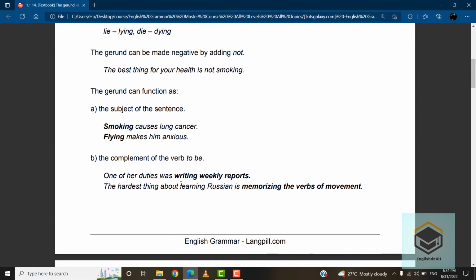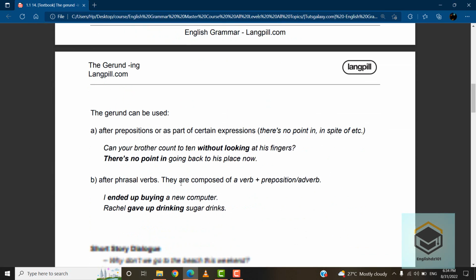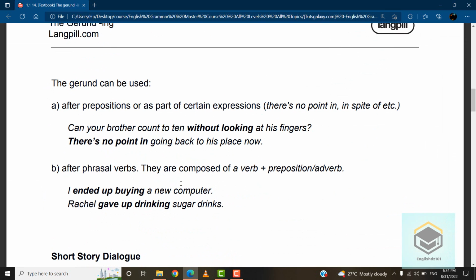Okay, we're going to see some ways of using the gerund. Look here. So we use them after prepositions. For example, without here is a preposition. Let's see. So can your brother count to 10 without looking at his fingers? Or there is no point in going back to his place now. So in is a preposition. So we use the ing or the gerund here.